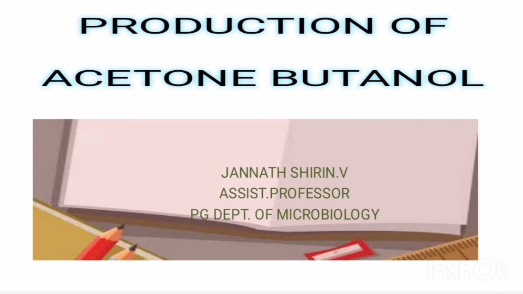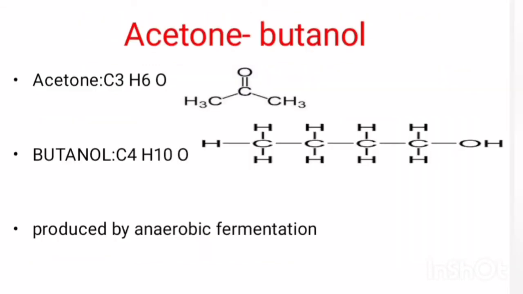Today we will discuss acetone butanol production. Both acetone and butanol are good organic solvents. Industrial production of acetone butanol by a microbiological process was first started in England. It is used in the automobile industry.